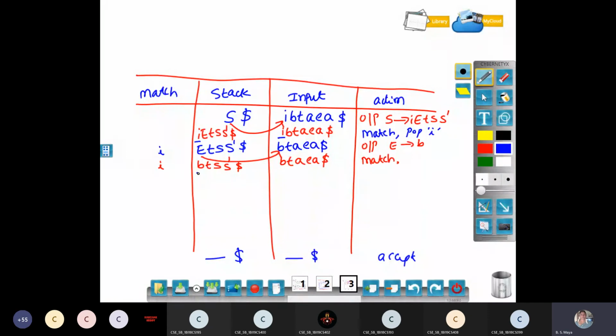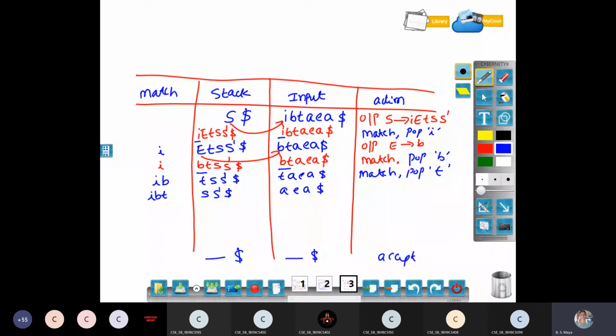So the matching is BT and BT. You can first pop B, then T, two pops, one for the B and one for the T, or you can do both simultaneously. I, B, T, S' dollar, T, A, E, A dollar. The next step is match, pop T. I can pop IBT, S' dollar. This is AEA S'.